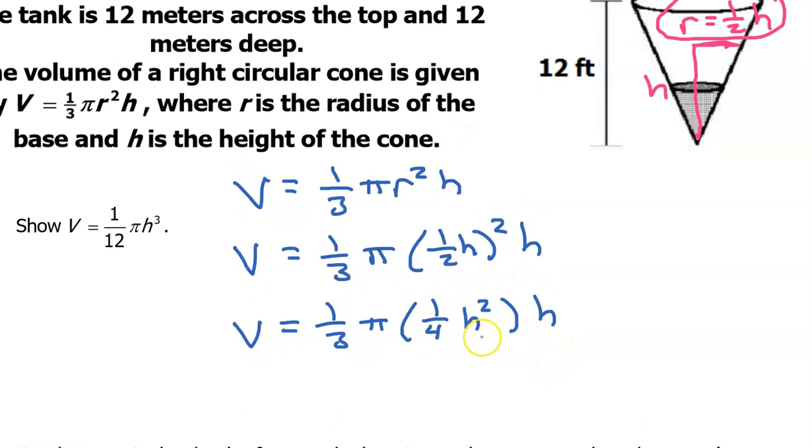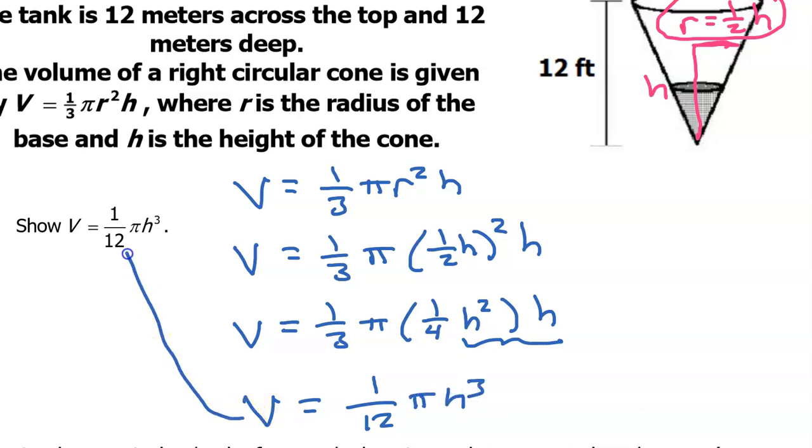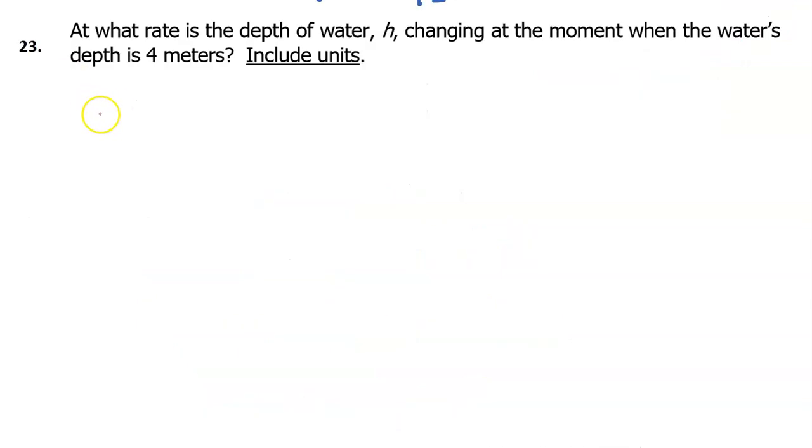But you can see that we have h squared times h right here. This is going to be h to the third power. And then 3 times 4 is 12. So we get volume is equal to 1/12 h to the third power. And then we've got that pi, which I'm just going to stick in the numerator. Actually, I want it to match what they have there. So I'm going to go ahead and write it the way they have it. So this would be 1/12 pi h cubed. So we showed it.